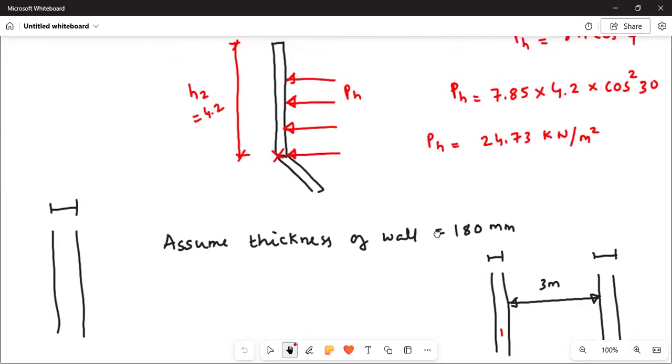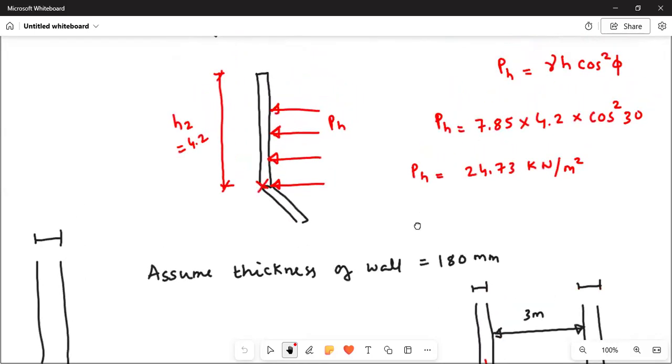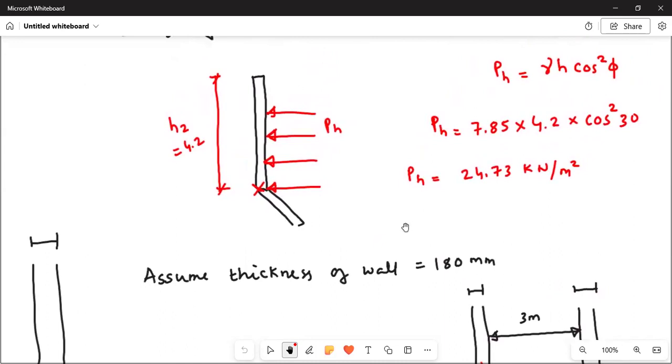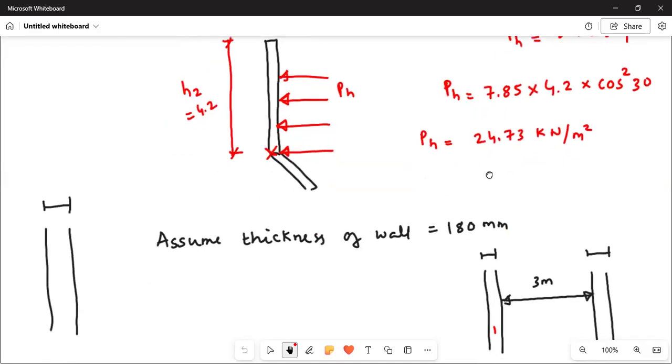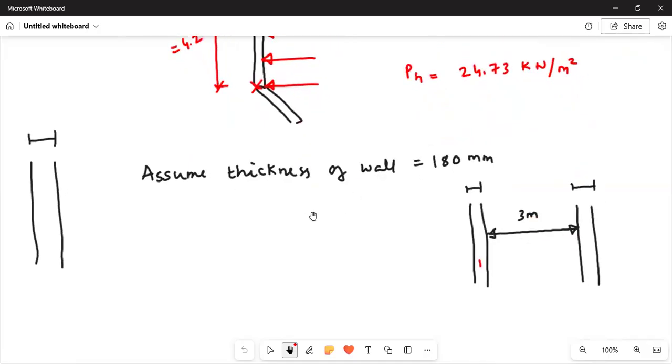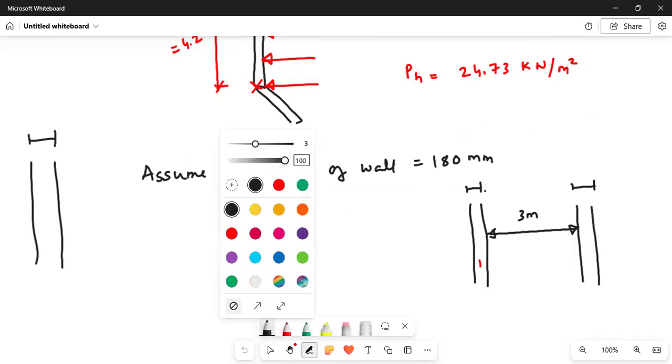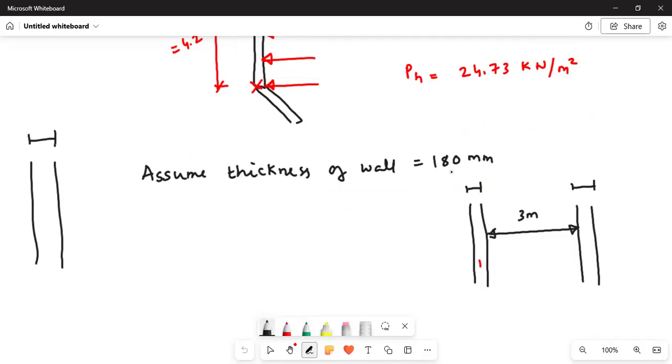Yes, sir. Visible. Okay. In the previous class, we have started the design of the sidewall of the bunker. In that, we have calculated the lateral pressure acting on the sidewall, that is pH equal to 24.73. And after that, we have also assumed the thickness of the sidewall. The thickness of the sidewall can be taken between 150, 180, or you can also take 200 mm. So here we will take it as 180 mm.